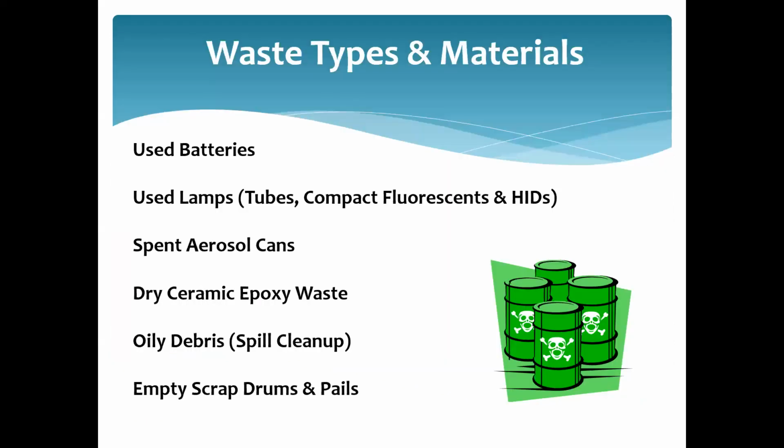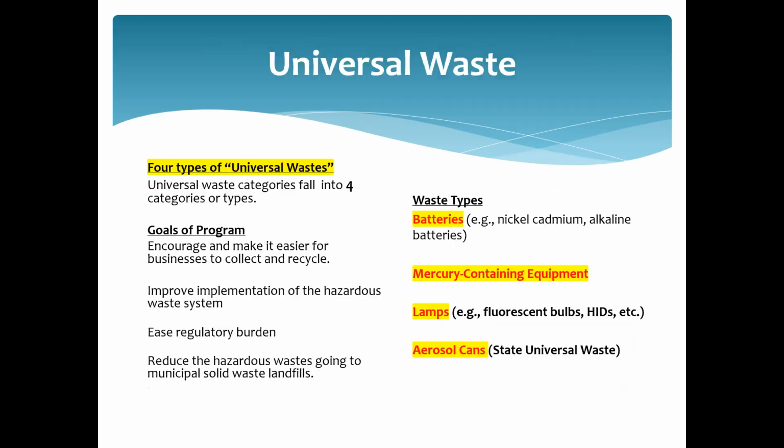So what waste do you have in the pole department? You have these basic ones I've got listed here. I've got used batteries, used lamps, either compact fluorescents, HIDs, or tubes, spent aerosol cans, dry ceramic epoxy waste from your coating operations, oily debris if you have a spill, and empty scrap drums and pails. So what we're going to do is go through these and tell you how to label, how to manage, and what to do with them, okay?